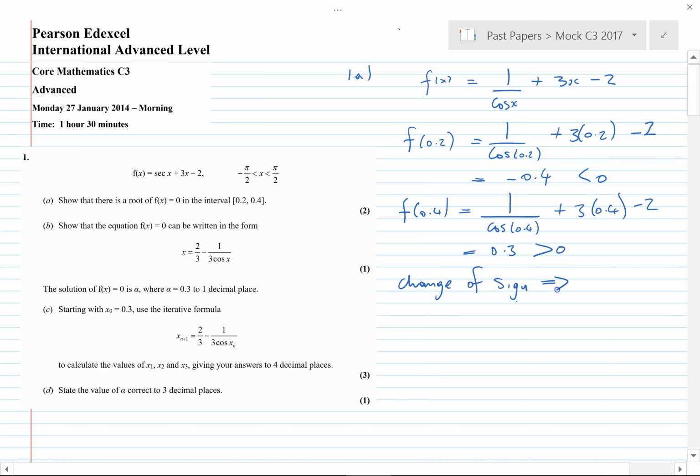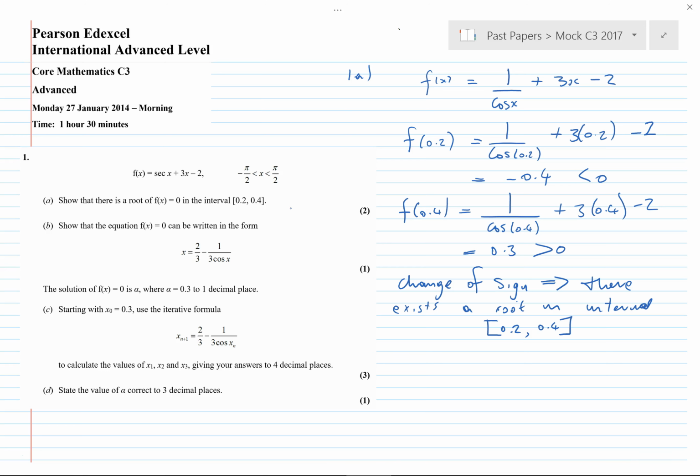which implies that there exists a root in the interval 0.2 to 0.4. I always think it's safer to actually refer back and write something to say that we've actually proven it. Okay, so that's that.